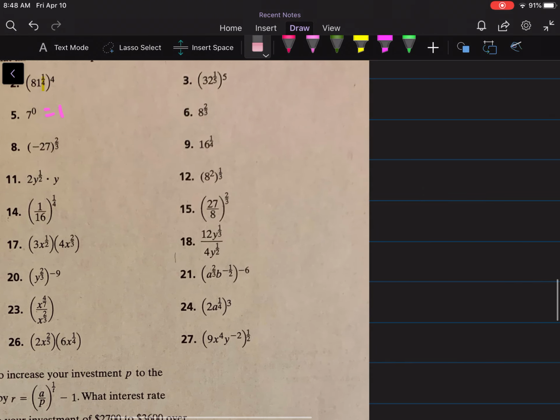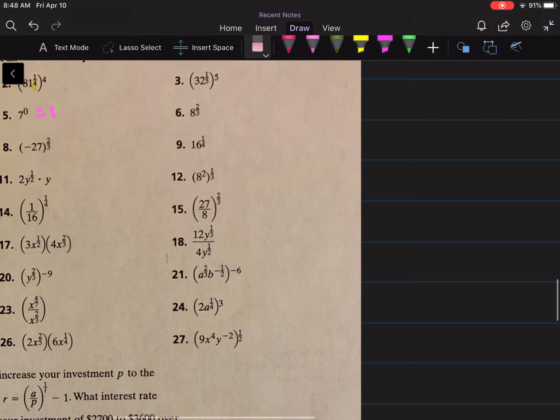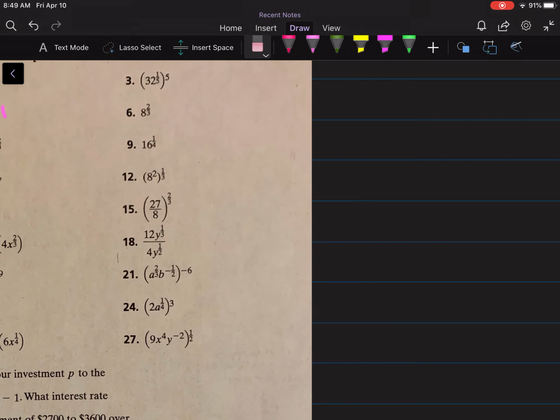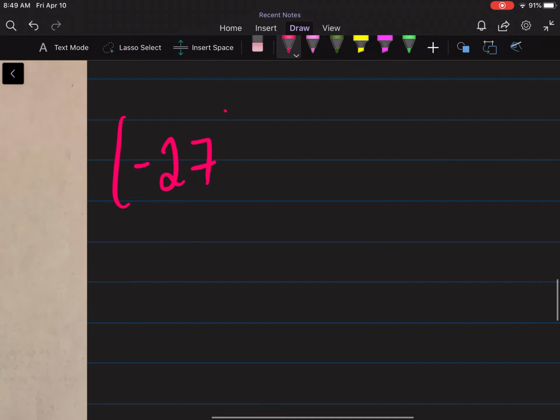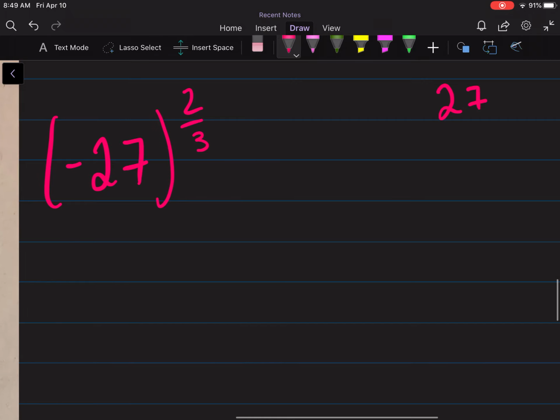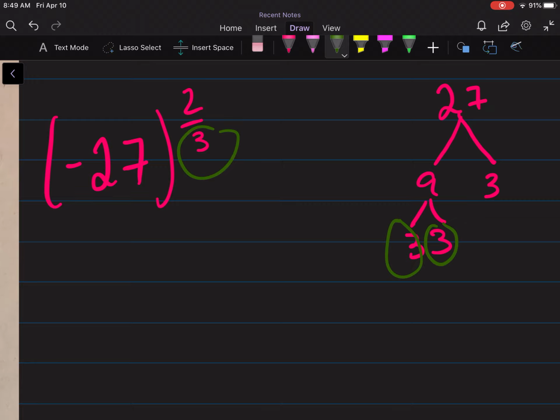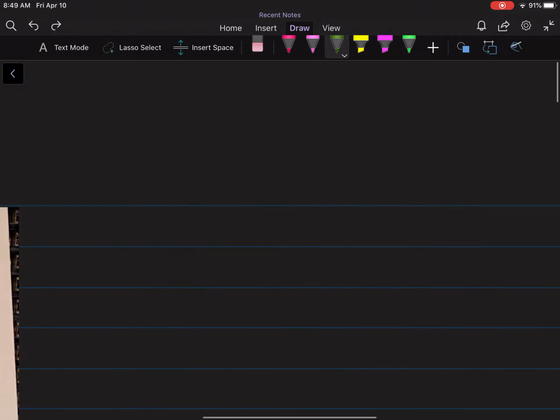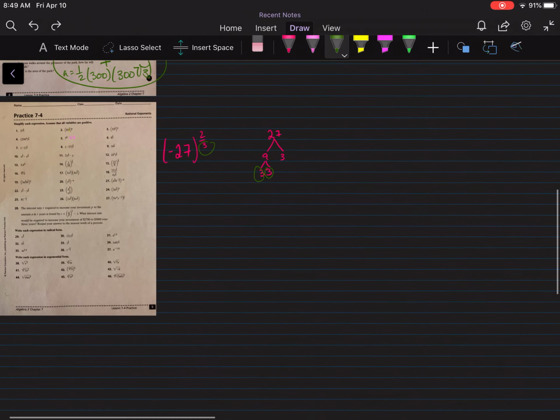Let's go ahead and look at number 8. So we have -27 to the 2/3 power. Gonna look at 27. And so 27 divided by 3 is 9. So we got a 3 and a 9. And break that 9 into 3 and 3. Remember, we're looking at this 3 here, and we have 3 3's there.